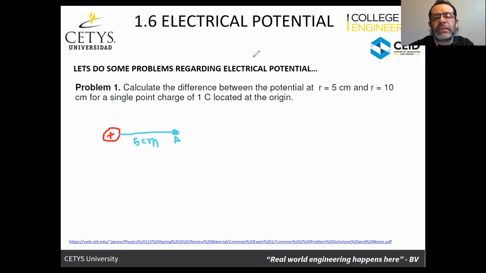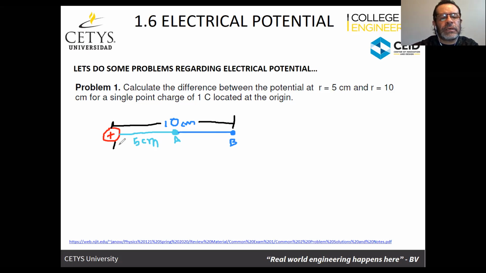And then we've got another point over here that we're going to call point B. And this distance here is 10 centimeters. The total distance there is 10 centimeters. Just to be clear, this distance here is 10, and this distance here is 5. And we want to know the difference of potential between those two points.